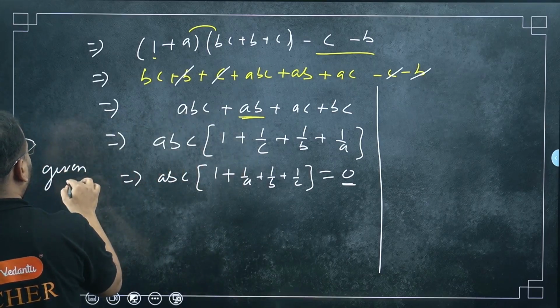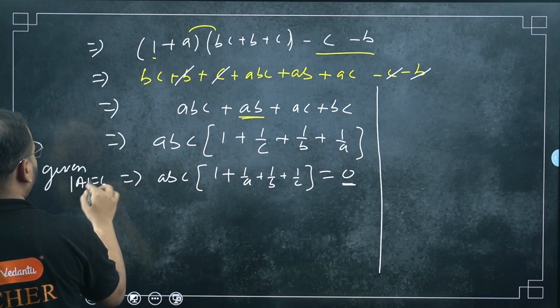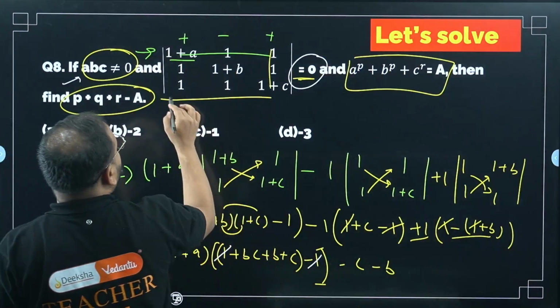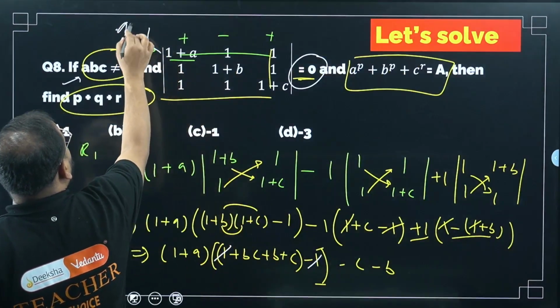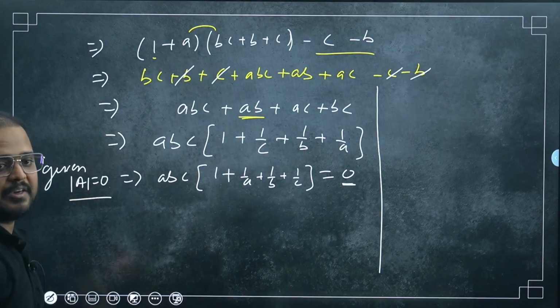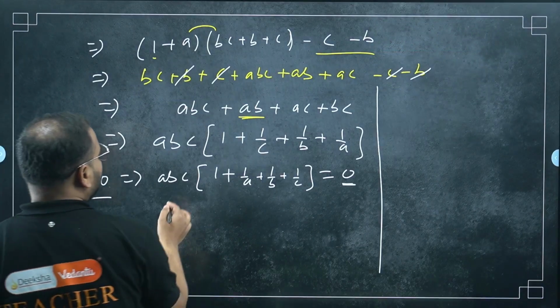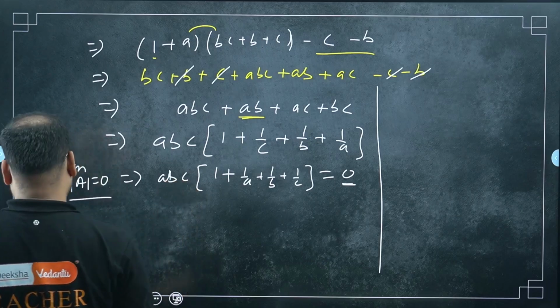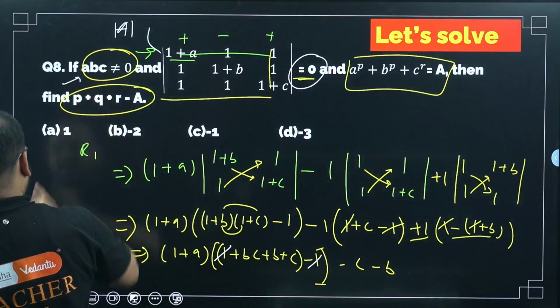Given determinant of A is equal to 0. Check here. If I take this matrix to be A, then this is given here. So if I do that, they are saying that ABC is not 0.